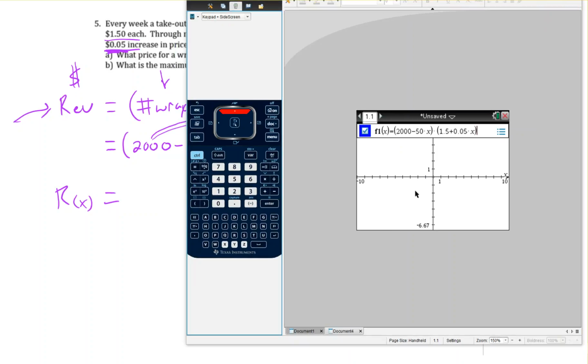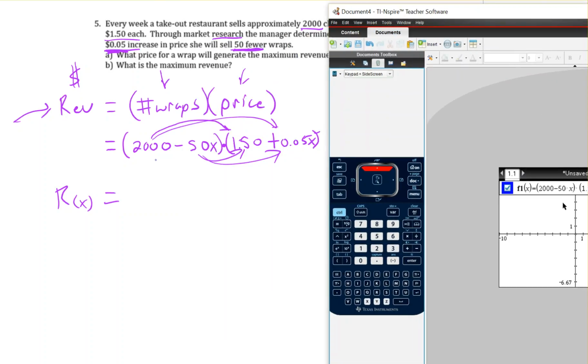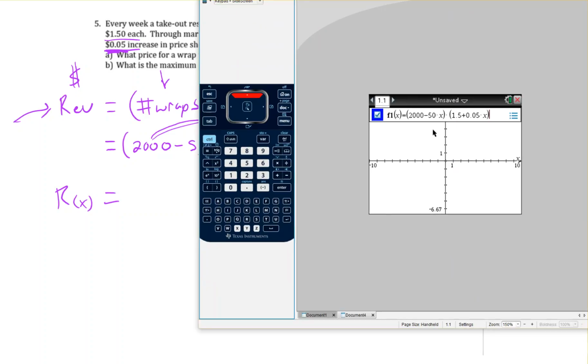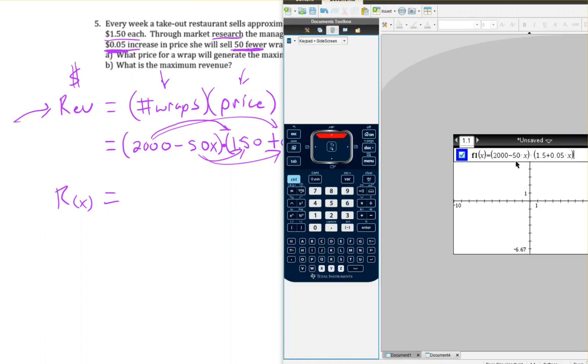Okay, and you might be saying, where is it? I don't even see it going straight up and down like the last one anymore, right? That's because this one doesn't actually start from 0. This one started with 2,000, like there were 2,000 to begin with, and then we're selling fewer wraps. So it's still going to be a parabola, but it's not going to pass through the origin here. So if we want to figure out what our window is going to be here, let's think about this for a sec.